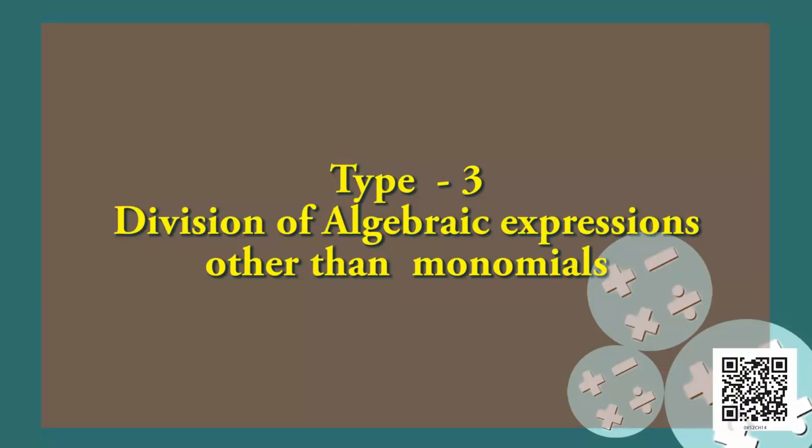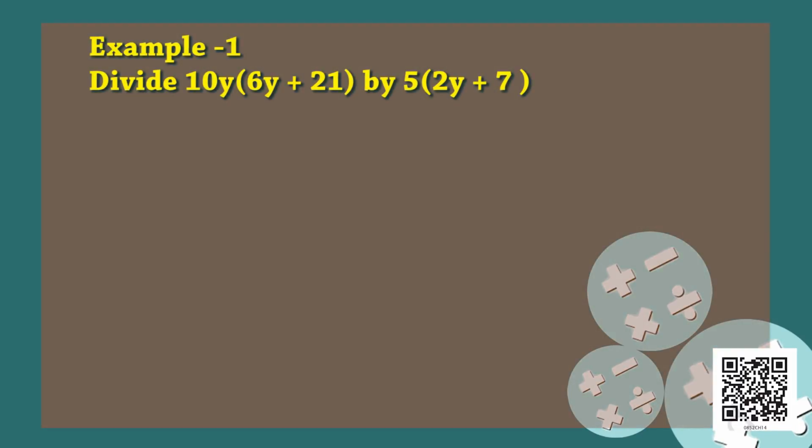Now, type 3: division of algebraic expressions other than monomials. Here in this section, we perform the division among the polynomials other than monomials. It is illustrated as follows. Example 1. Divide 10y into 6y plus 21 by 5 into 2y plus 7. Note that both are bigger than monomials.